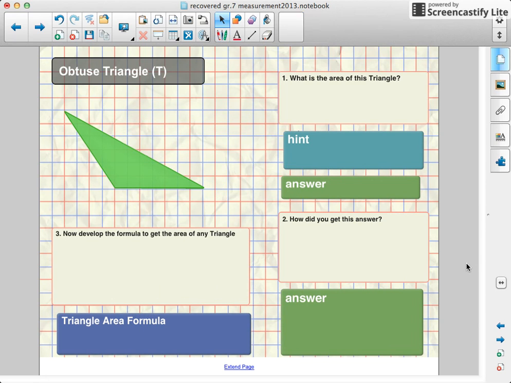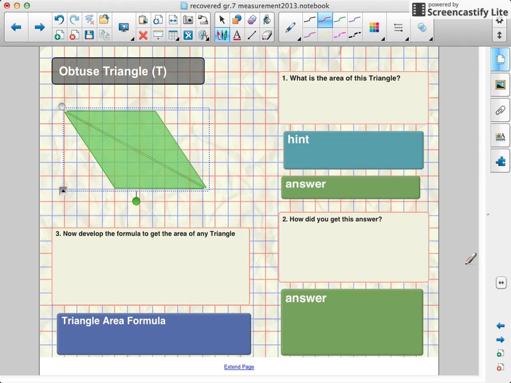Let's look at this obtuse triangle. Same idea. I can take it, flip it around, and put it with it. And I have a parallelogram, which would be base times height. But since I only want half of that, it's a triangle, so divided by 2. So my base would be 1, 2, 3, 4, 5, 6, 7 times a height of 1, 2, 3, 4, 5, 6 divided by 2. So this would give me 42 divided by 2, which is 21 units squared.